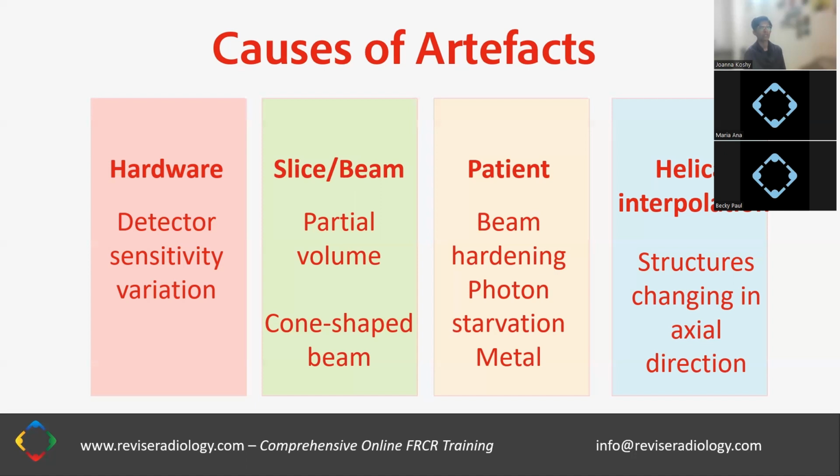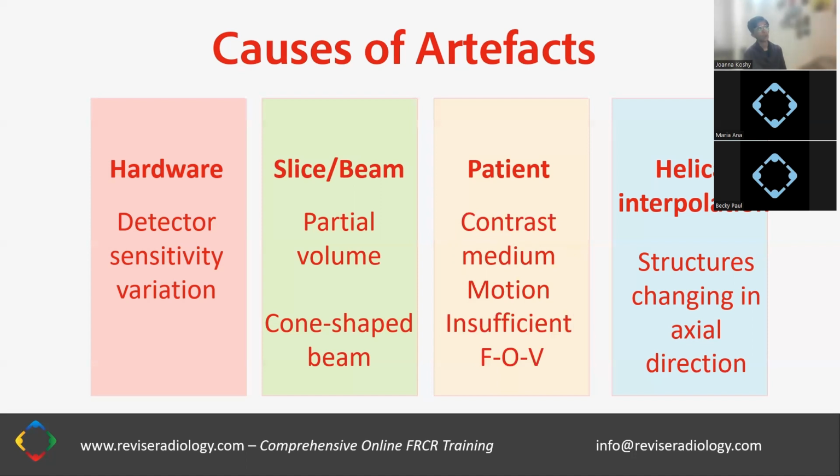There's also artifacts which are relating to the patient, such as beam hardening, photon starvation, presence of metal in the patient's body, due to the contrast medium which the patient has been injected with, when there's motion or when there's an insufficient field of view. We'll go into these artifacts in detail a little later on, but these are the main causes of artifacts, as well as the artifacts listed for each one.